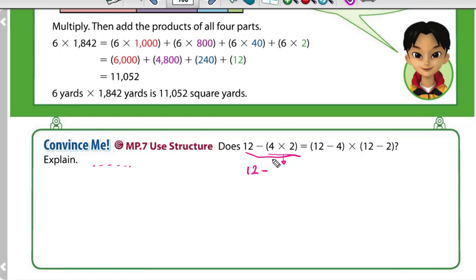What is 2 times 4? You don't know? 8. Yes. 8. Now 12 minus 8. What is 12 minus 8? Yes, 4.